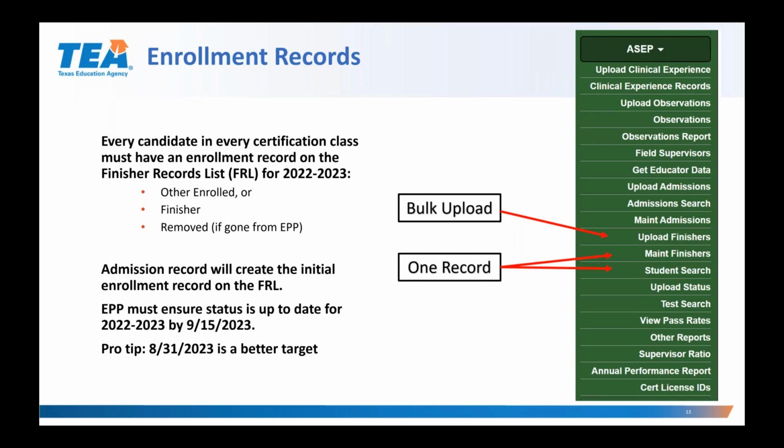For example, you would update the enrollment status of a candidate from other enrolled to finisher or from other enrolled to removed as applicable. Additionally, if the candidate submits a written request to change the certificate sought or to add an additional certificate area, and you approve that change or addition, you would need to update the enrollment record for that candidate to reflect the certificate area changes. You may upload to update the finisher records list via the Upload Finishers link, or you may change a record for one candidate either on your finisher records list or by searching for that candidate using Student Search.